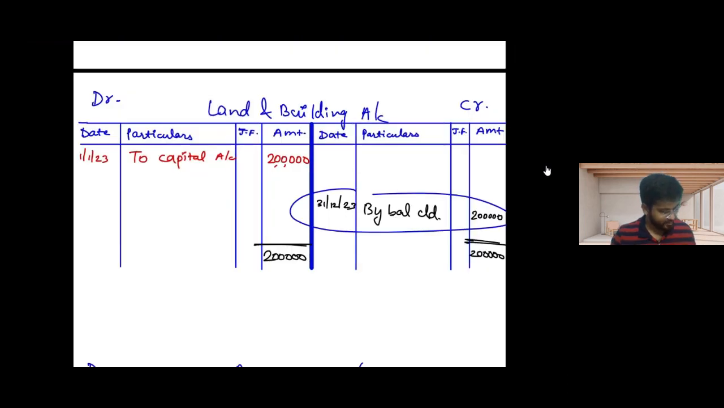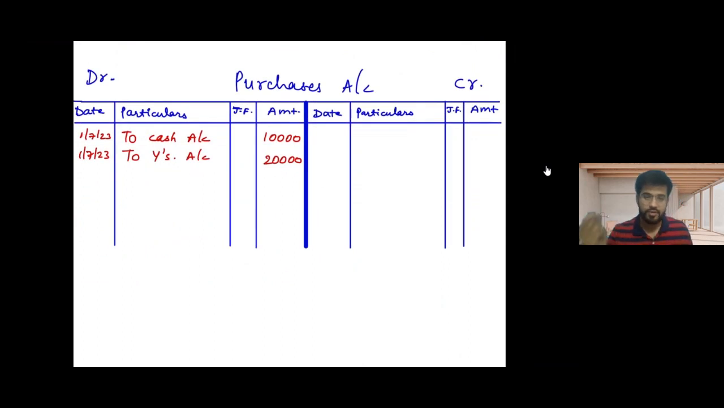Okay, next, now we will do it a little bit faster. So if you see the purchases account, we have not done the total because the class was interrupted in the last video, but now let's do the total. On the debit side, you can see there is cash account and Y's account. What is the total of the debit side? Sir, it is 30,000, 10,000 plus 20,000. So this side also should have a total of 30,000.